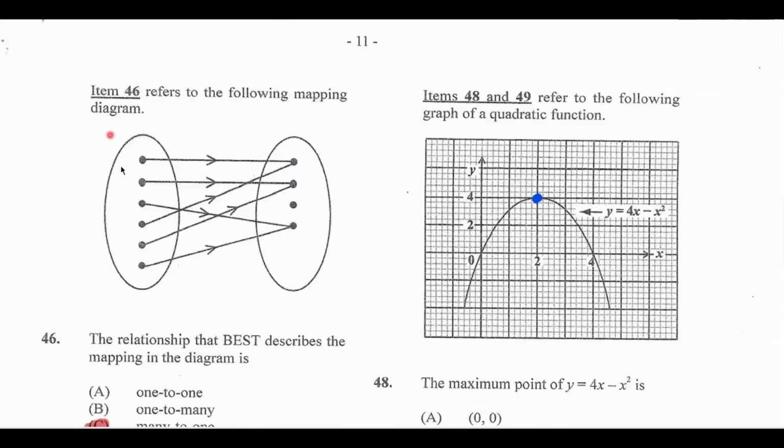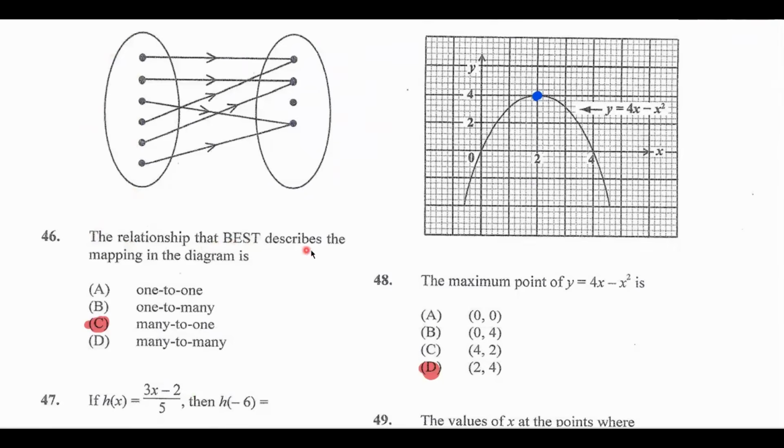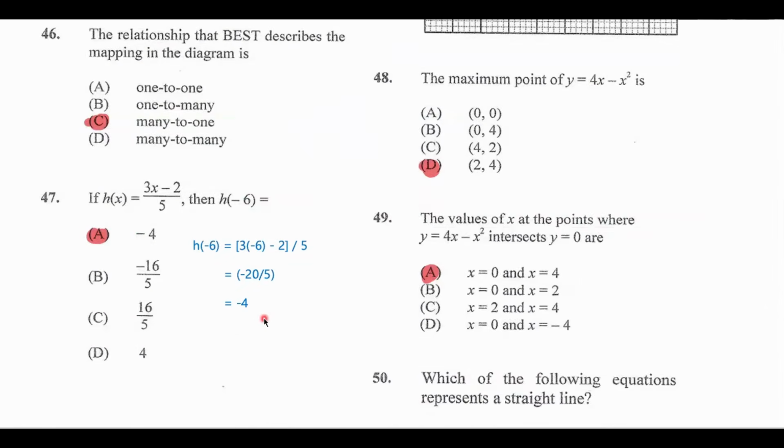46, the following mapping diagram. The relationship that best describes the mapping diagram is. Clearly we could see more than one dot going to one, so that's a many to one, C.